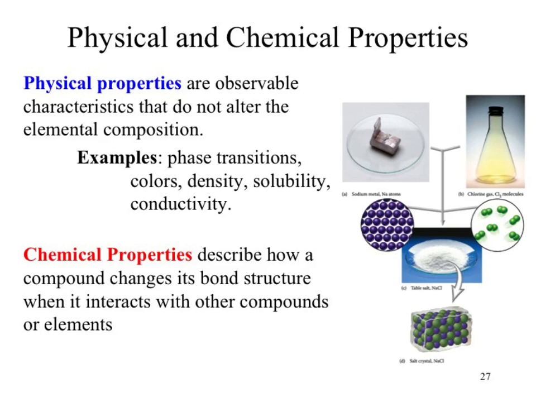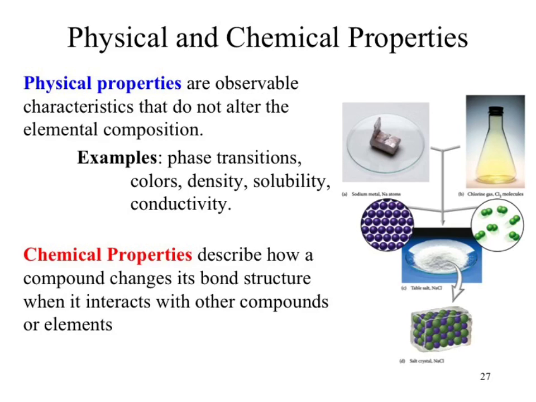Okay? Some examples of just straight up physical properties. Okay? A phase. Being a solid is a physical property. Being a liquid is a physical property. Being a gas is a physical property. The color of that species is a physical property. Okay? Densities, solubilities, conductivities. Okay? A lot of the E's.